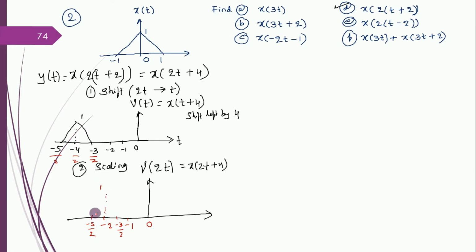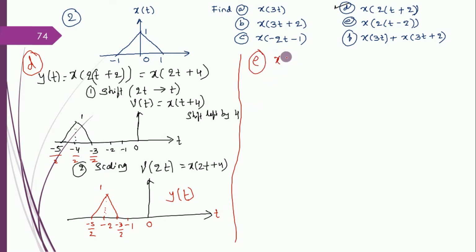So whatever here is the peak, here is the peak. Amplitude 1. So increasing slope, decreasing slope. So this is your y of t. That's it. Okay, so we could solve the problem number D. This is problem number D. So now I'll utilize the space that is left over on the screen. So let me solve the problem E.